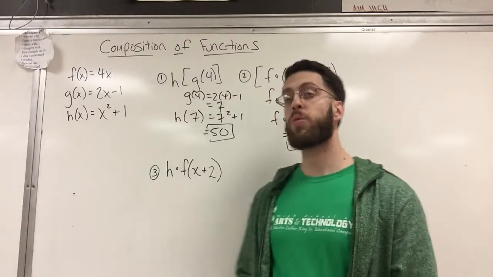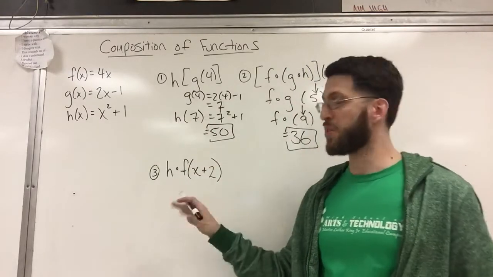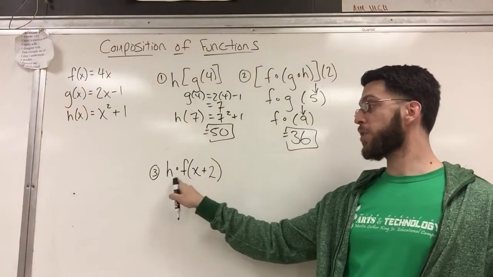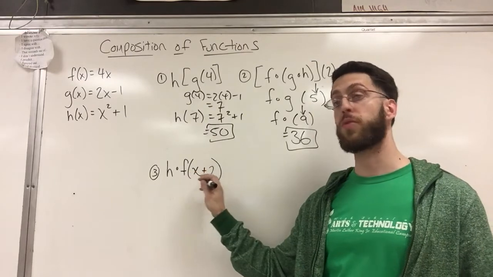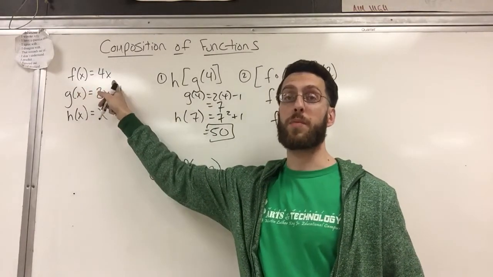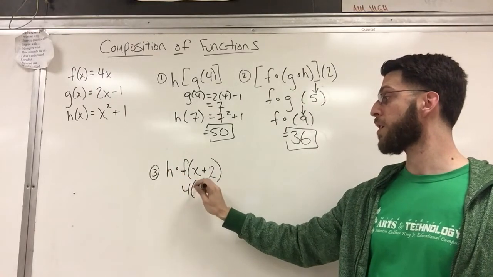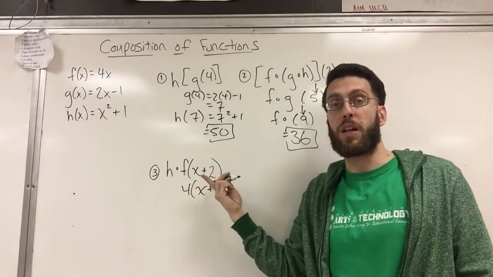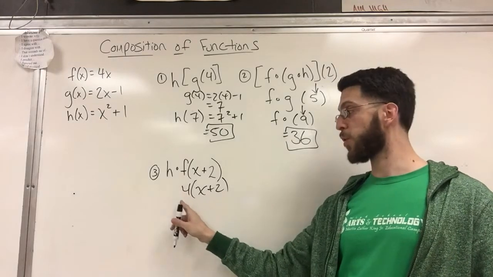Here, I threw in one with variables just because, oh, it's so easy, and then people get tricked. No, it's no trick, it's the same thing. So h of f of x plus 2, I'm going to go to f of x plus 2 first. F of x is 4x. F of something is 4 times that thing. So this is going to be 4 times that thing. You could put anything in here and do 4 times that. It could be smiley face. So I'm going to have to do h of 4 times that.